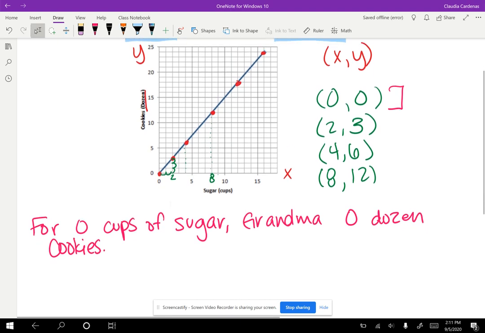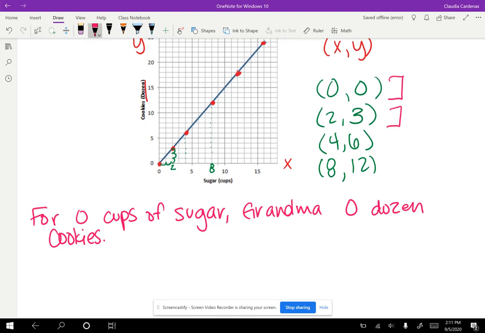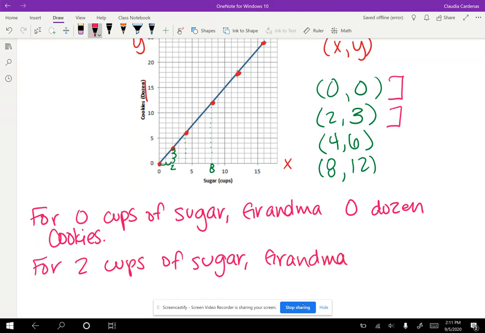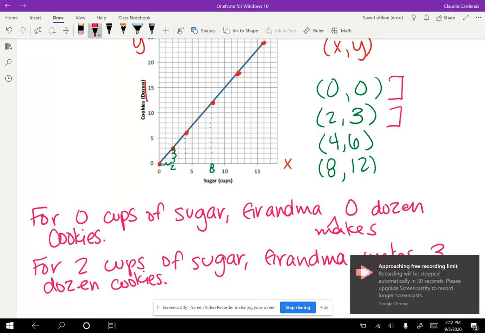Awesome job. And now let's look at the second one. Same thing: for 2 cups of sugar, Grandma makes 3 dozen cookies, or she can make 3 dozen cookies. Sorry, I'm over here not paying attention to my sentence. Alrighty, so we're going to go ahead and give you a chance to interpret the last 2 points.